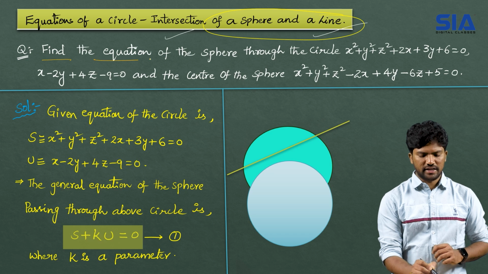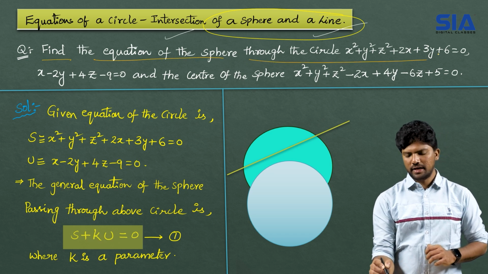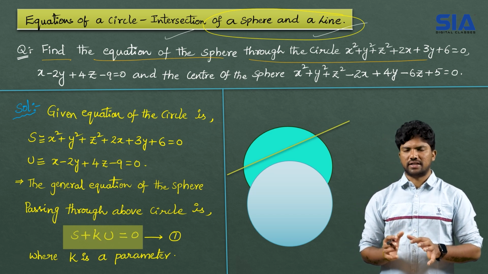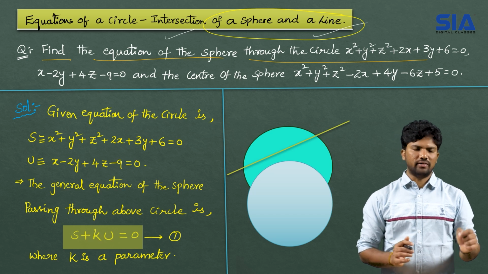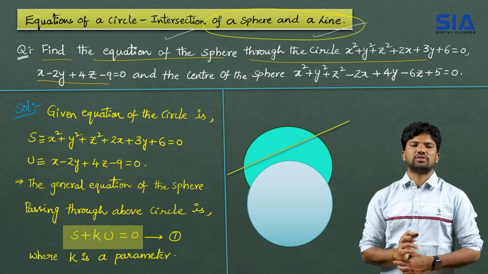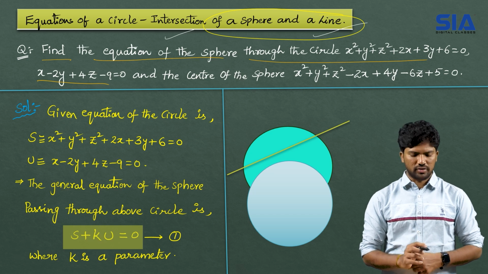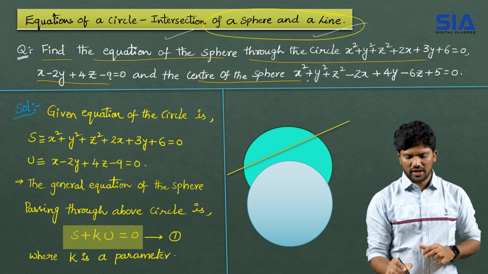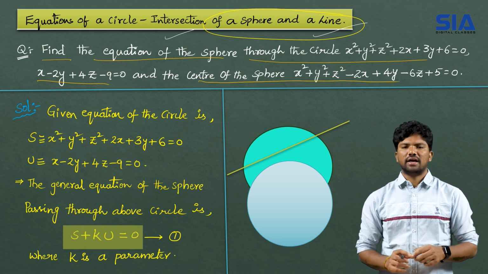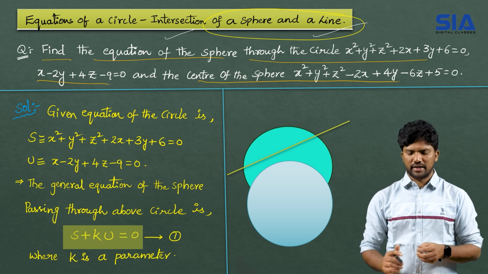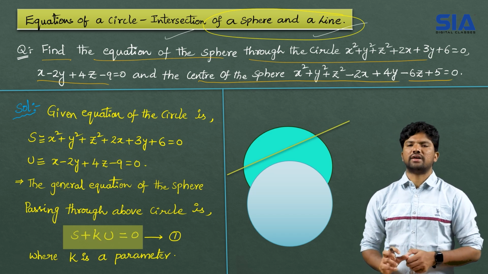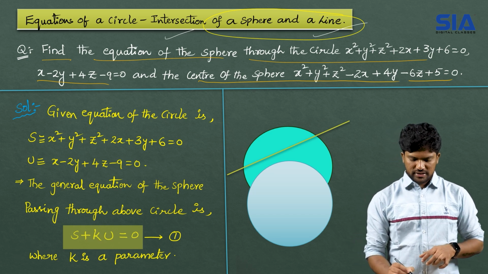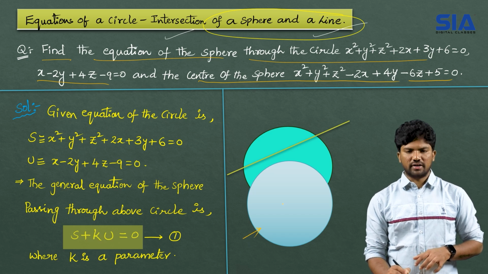See the question: find the equation of the sphere, that sphere passing through the circle x square plus y square plus z square plus 2x plus 3y plus 6 equal to 0, and the line x minus 2y plus 4z minus 9 is equal to 0. And the required sphere is passing through the center of the second sphere x square plus y square plus z square minus 2x plus 4y minus 6z plus 5 is equal to 0. So this is our required sphere.